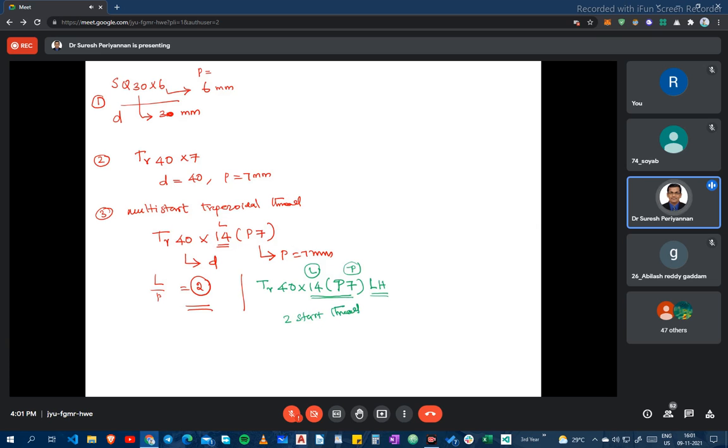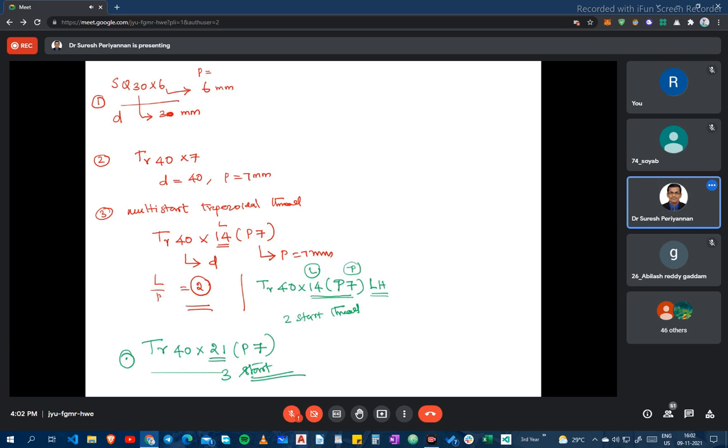Now, what is a triple start thread? How can I represent a triple start thread? TR 40 into 21 P7. This represents a triple start thread: the lead is 21, then 21 by 7 is 3, so a triple start thread. This is the way we have to represent the thread designation.